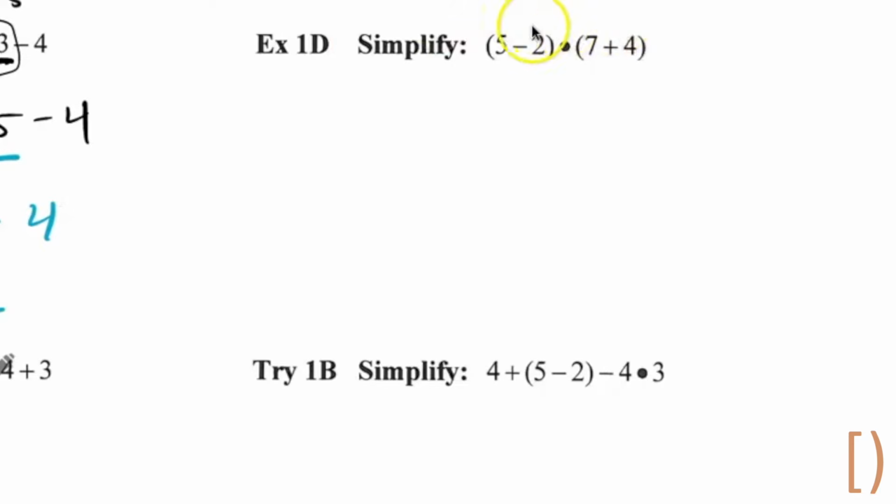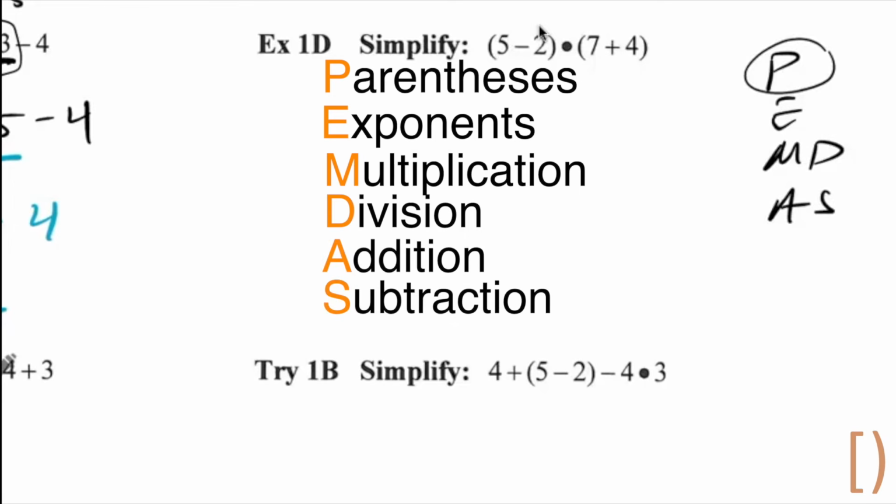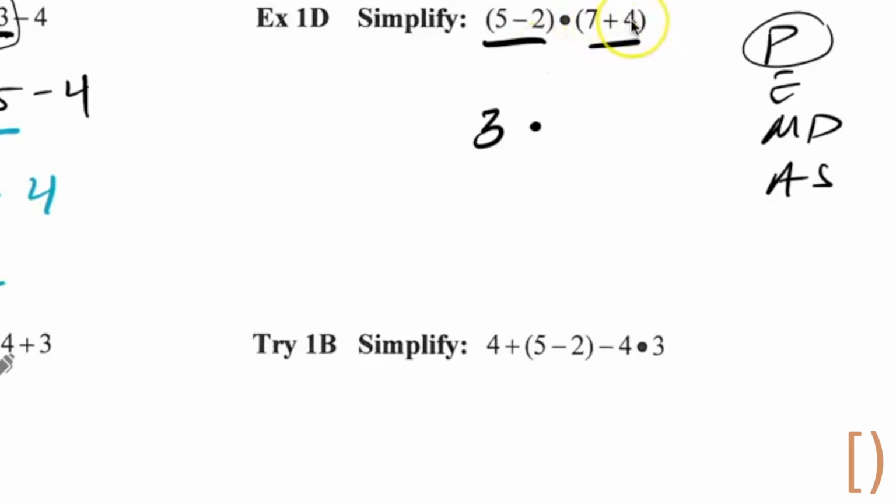Let's simplify this one. Now remember, the first thing we do here, let me write out PEMDAS. So like that. Parentheses come first. So we have to do 2 parentheses first. 5 minus 2 is 3. And then 7 plus 4, we're going to do that first, is 11. 3 times 11 is 33.